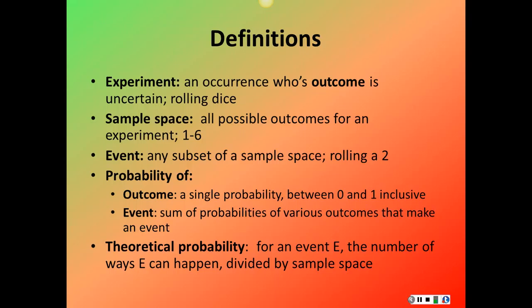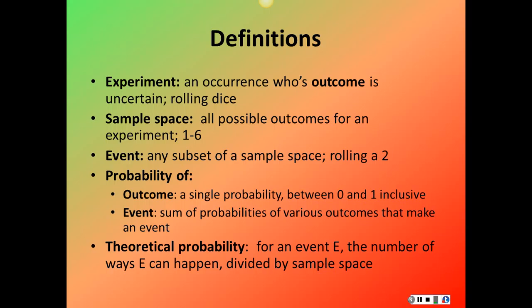First of all, an experiment is an occurrence whose outcome is uncertain, such as rolling a die. So an experiment describes, as the book refers to it, a random phenomenon, some occurrence that we're going to be monitoring for probability. Rolling dice is one of the most common ones. Sample space is all possible outcomes for a particular experiment. So in the case of rolling a die, 1 through 6 is our sample space. An event is a particular subset of sample space. For example, rolling a 2.